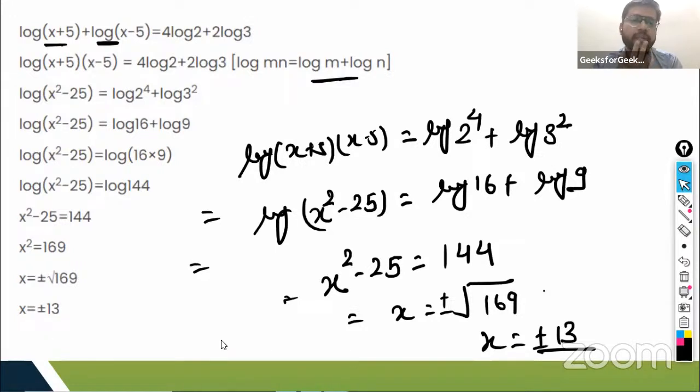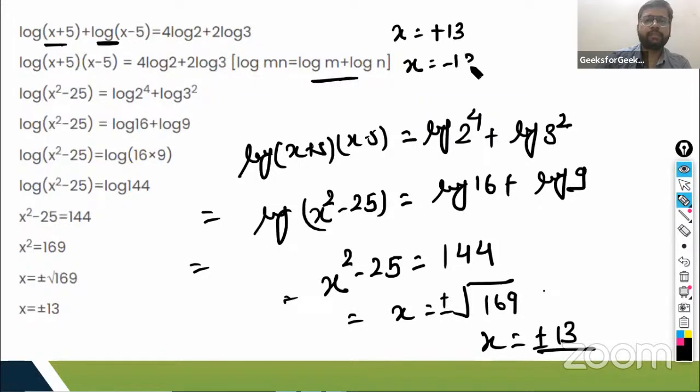Only plus 13. Why? Because once you put the values x is equal to plus 13 and x is equal to minus 13 over here, with plus 13, x square gives you 169. Once you put minus 13, it still gives you 169. So why have you only opted for plus 13? There could be two options, plus minus 13.